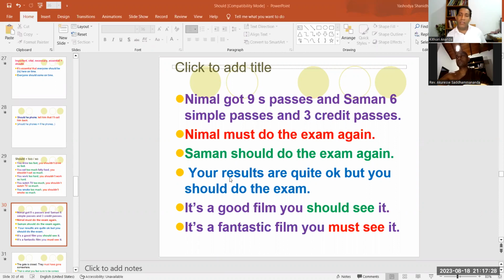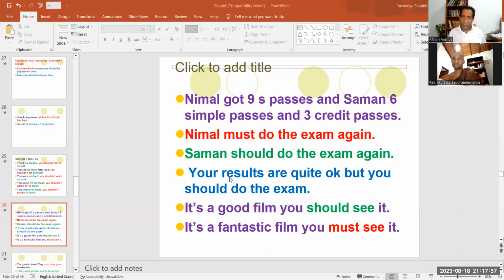Nimal doesn't have any other alternative other than doing the exam again if he is really interested in doing the A-level, because he is not allowed to go to the A-level classes having results of this type, simple passes for all the subjects. Saman should do the exam again.